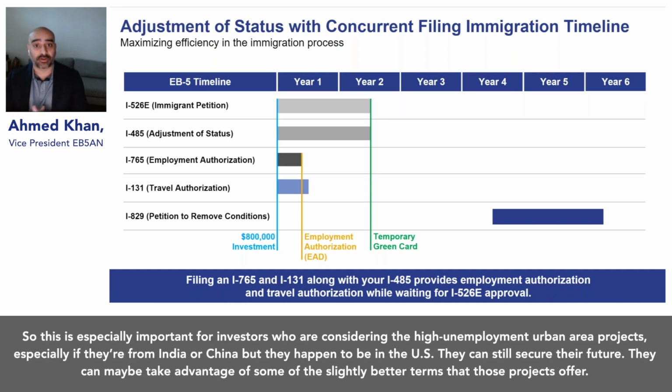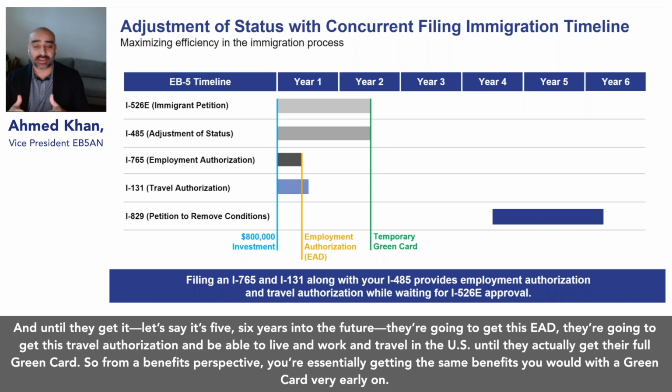So this is especially important for investors who are considering the high unemployment urban area projects, especially if they're from India or China, but they happen to be in the US. They can still secure their future. They can take advantage of some of the slightly better terms that those projects offer. And until they get it, let's say it's 5, 6 years into the future, they're going to get this EAD, this travel authorization, and be able to live and work and travel in the US until they actually get their full green card. So, from a benefits perspective, you're essentially getting the same benefits you would with a green card very early on.